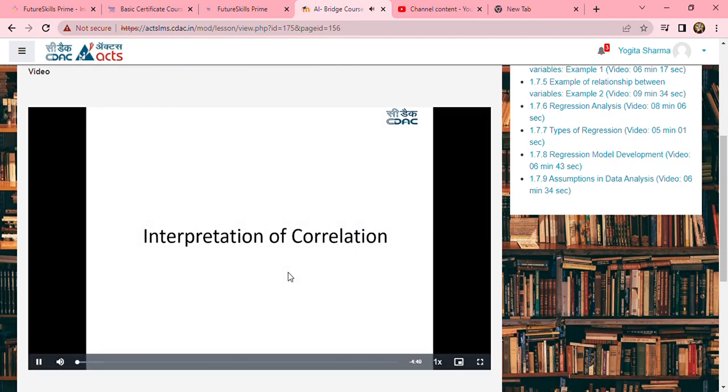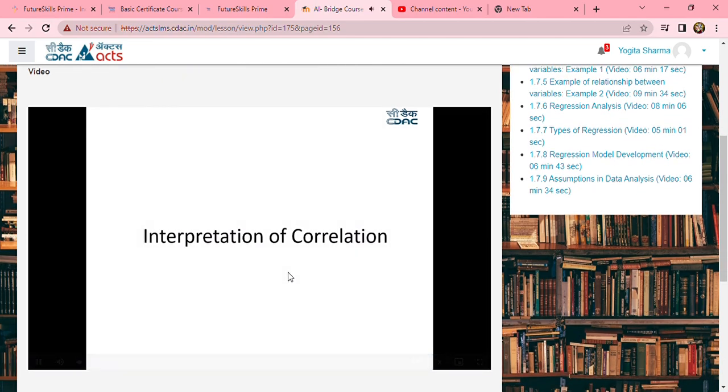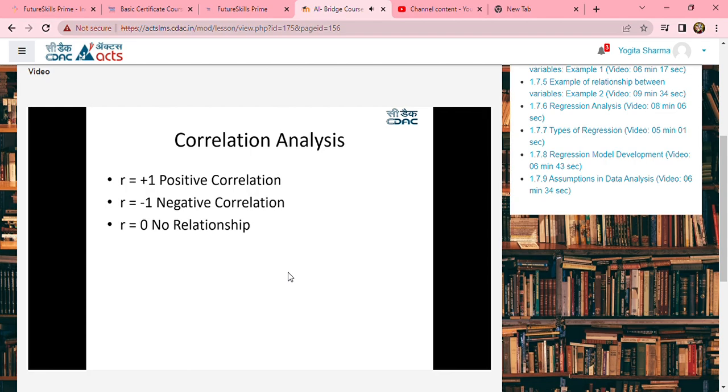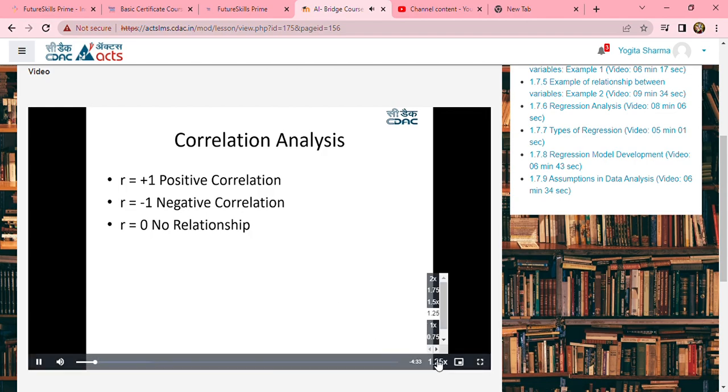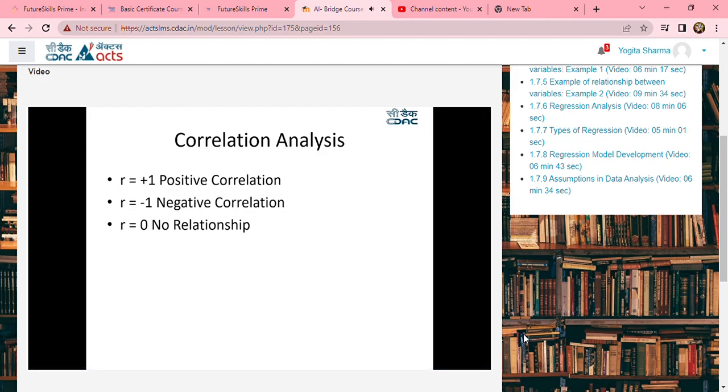Let us go ahead and understand how to interpret the correlation value. Whenever the correlation value is found to be positive, that is towards 1, it is called a strong positive correlation. Similarly, when the correlation value is found to be negative, it is termed a negative correlation. If the correlation value is found to be 0, it represents that there is no relationship between the variables.